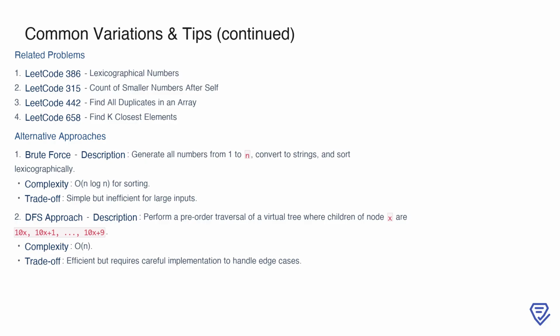A more refined approach is to use DFS, which simulates a pre-ordered traversal of a virtual tree where the children of a node x are 10x, 10x plus 1, and so on. This method operates with a time complexity of O(n), making it far more efficient, but it does require careful implementation to ensure edge cases are handled properly.